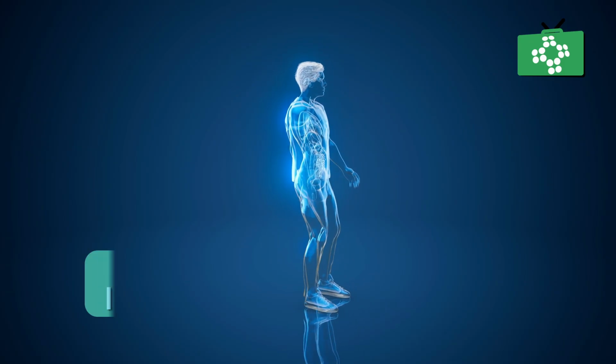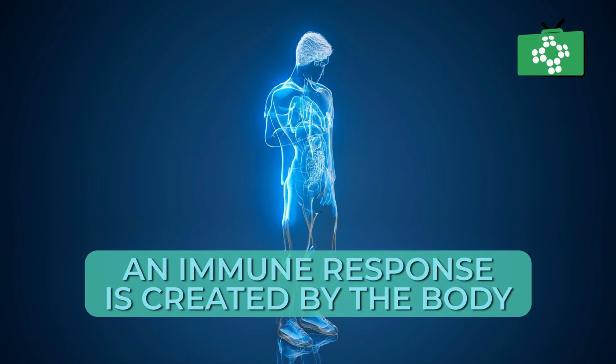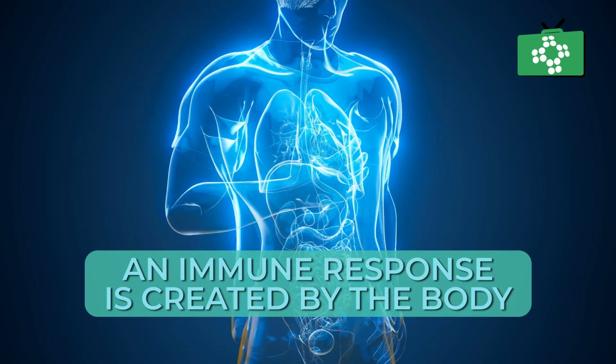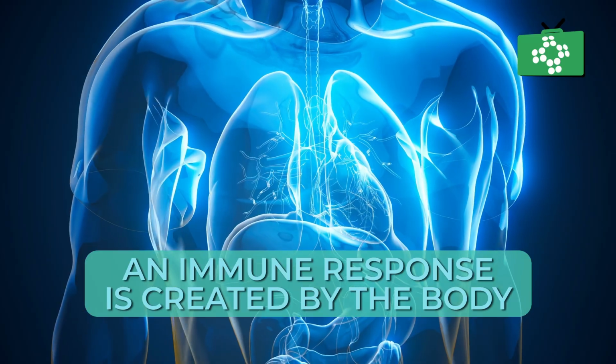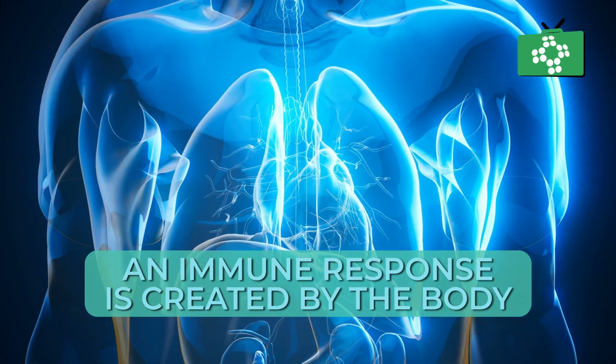Allergies develop when the body's immune system mistakenly identifies an allergen as a threat, similar to an infection. In response, the body produces antibodies to fight it off, creating what's known as an immune response. The next time the person comes into contact with the same allergen, the body recognizes it and produces more antibodies. This triggers the release of chemicals such as histamines, which lead to the symptoms of an allergic reaction.